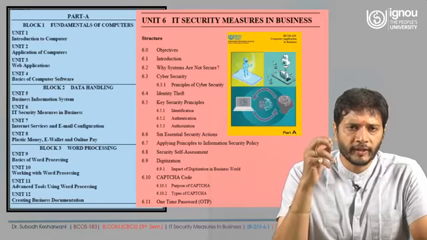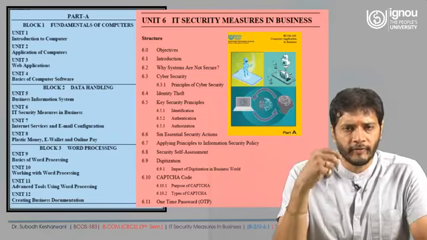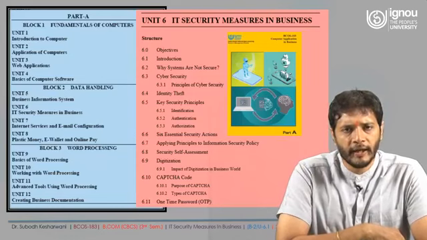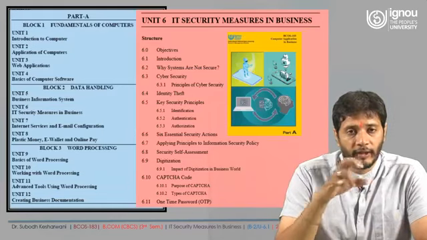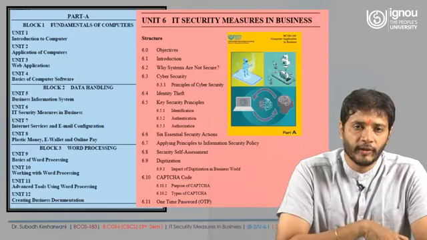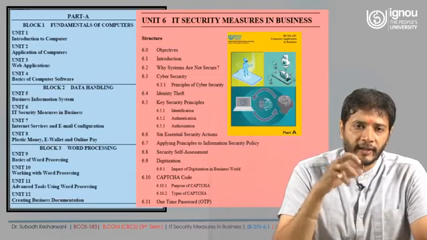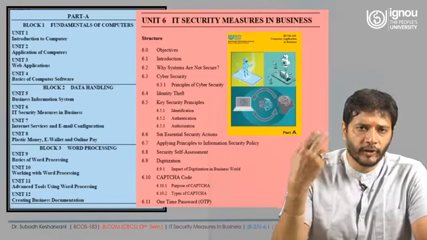There are certain key security principles, that is identification, authentication, and authorization. We will definitely talk about that. There are also certain security actions which need to be taken care of, the parameters by which you are going to regulate these cyber crimes, and principles of information security policy. Then there is digitization, certain codes, and the one-time password. We will talk about all those things one by one.